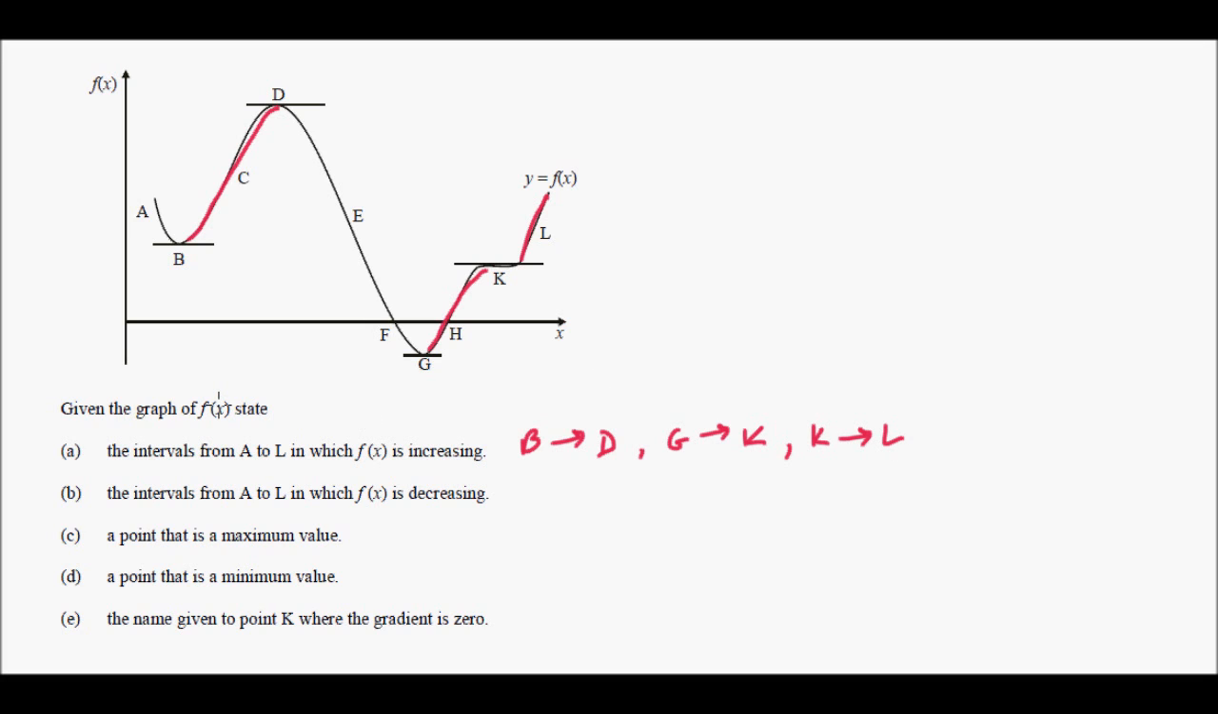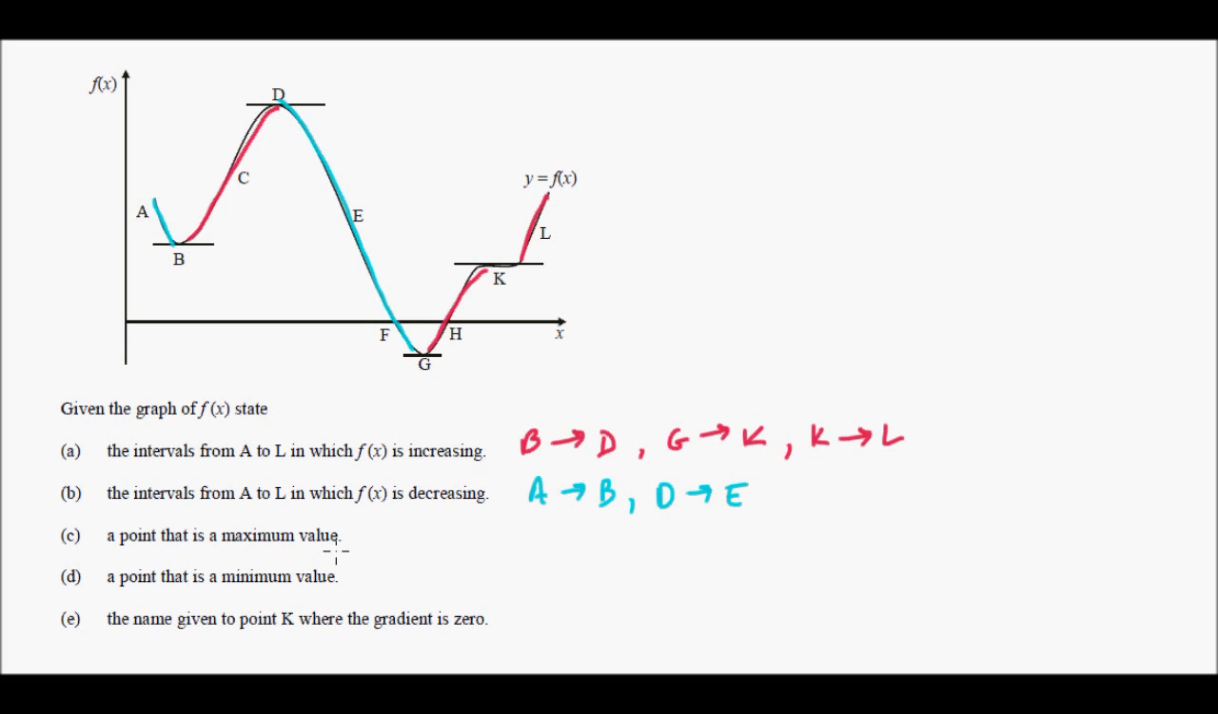Next, the intervals from A to L where f of x is decreasing. No problem, let's do decreasing. We have A to B right here, so that's decreasing. And how about D to E? Right down here, it's decreasing. So D to E. You can just write it like that.